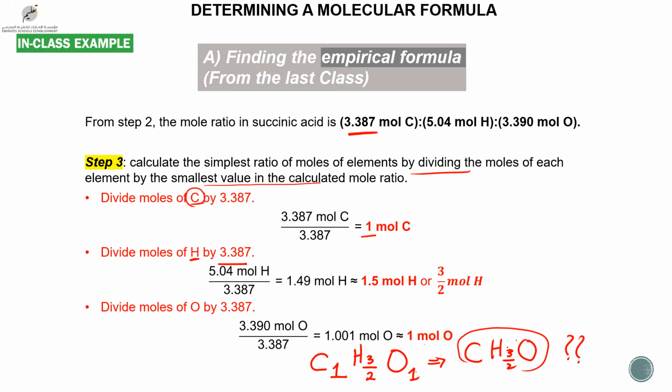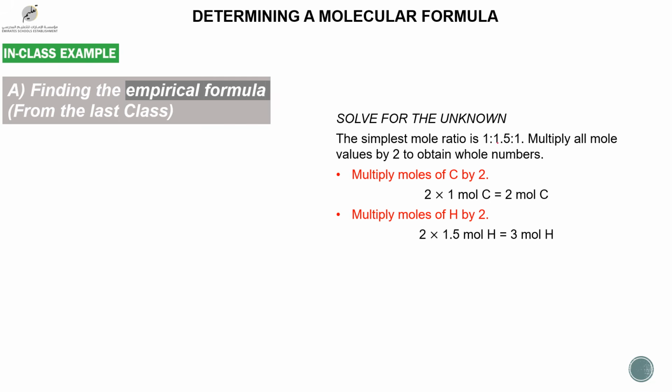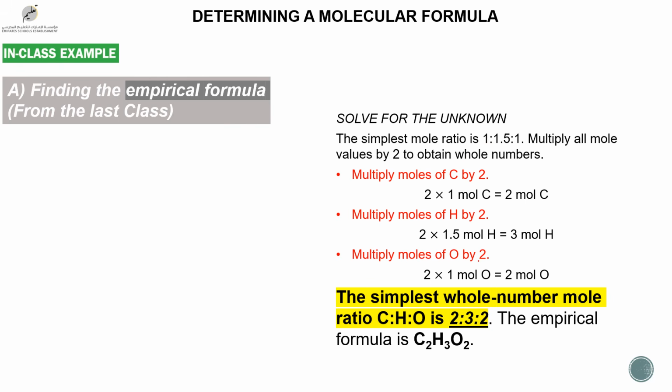No. Remember, we talked about this in the previous video. We can't have a subscript like this. We need to remove the 2. How can we do that? We multiply everything by 2. Okay? So, if we multiply everything by 2, then the new ratio will be 2 to 3 to 2.